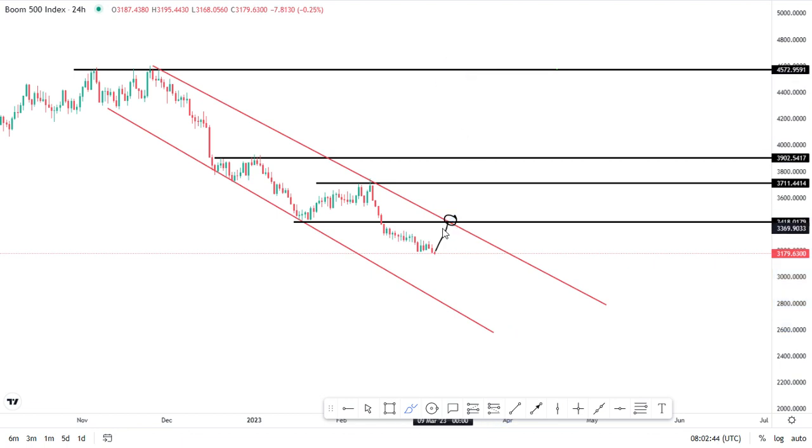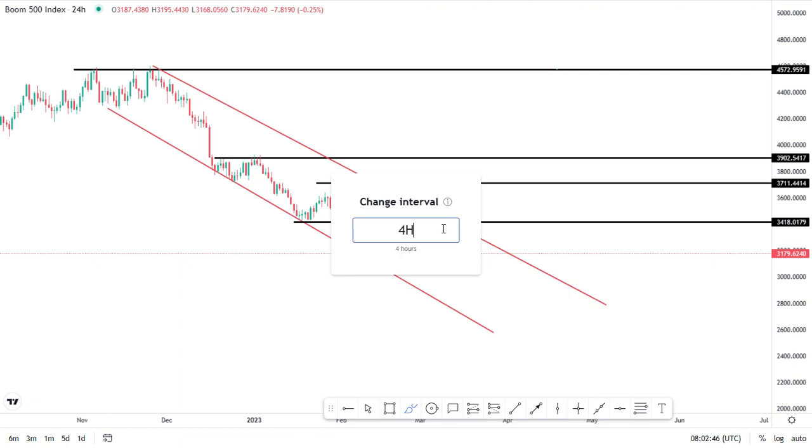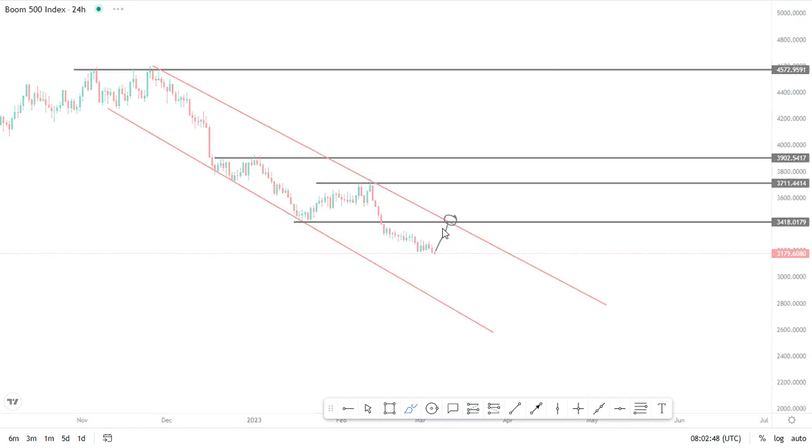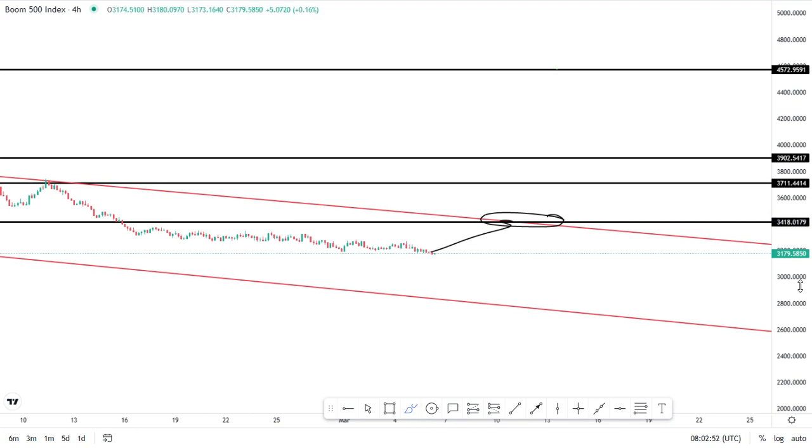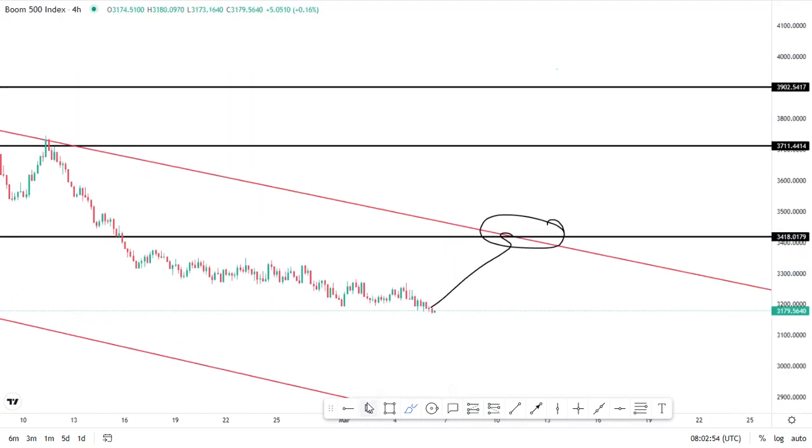And for us to also see clearly, we go down to a lower time frame, which is the 4 hour time frame, to see all these things clearly and know what to do next. So this is the 4 hour time frame.